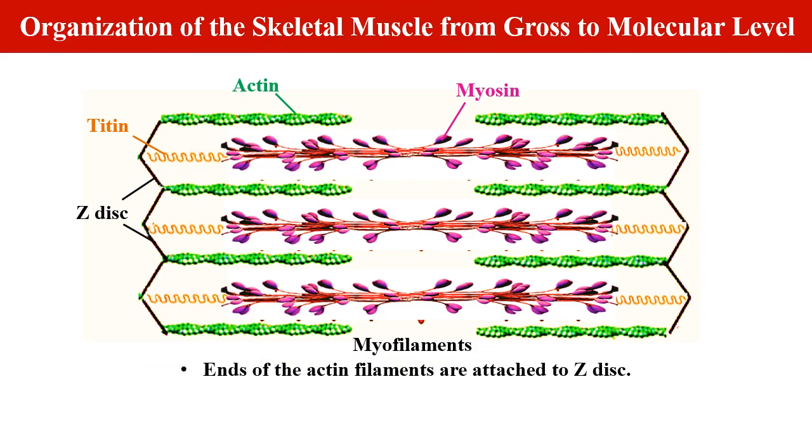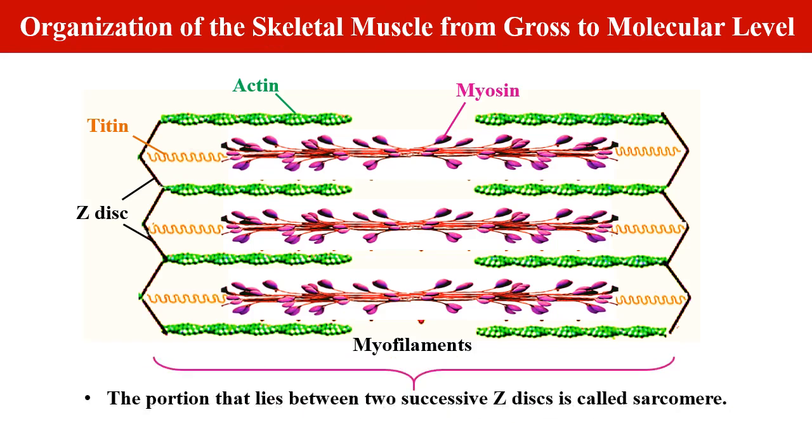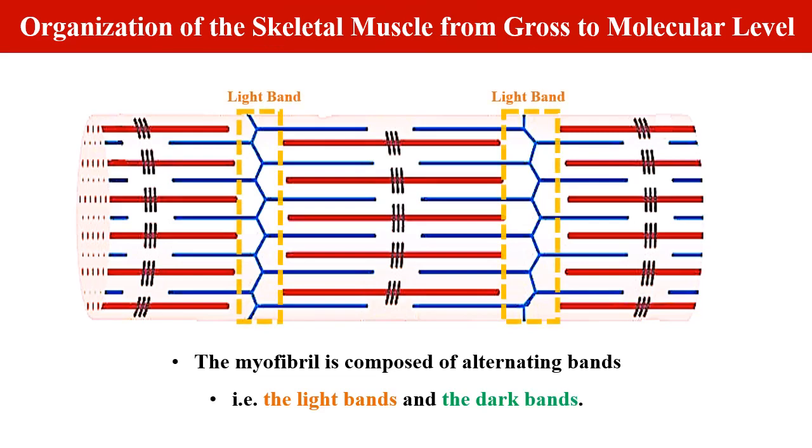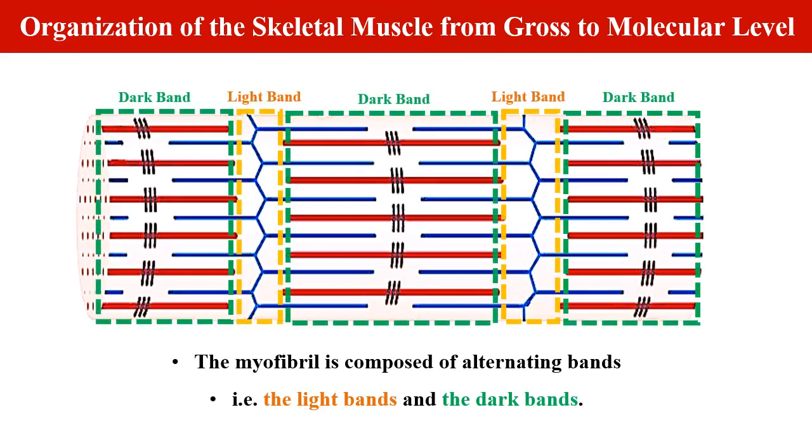Ends of actin filaments are attached to the Z disc. The portion that lies between two successive Z discs is called sarcomere. Due to the regular arrangement of myofilaments in myofibrils, the myofibril is composed of alternating bands, that is, the light bands and the dark bands.